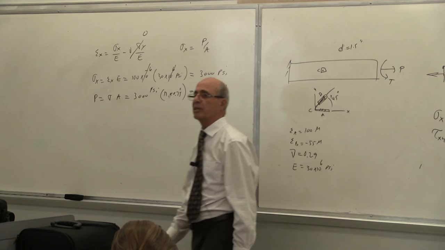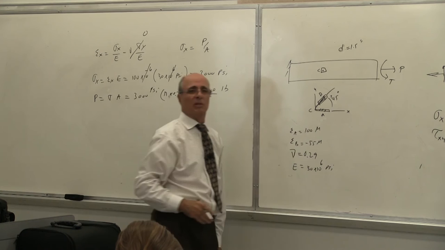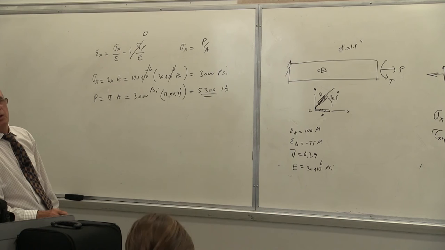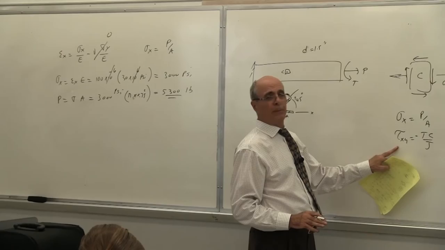Yes? You could have done, I could put the load here. You could calculate epsilon in reverse. Yes or no? No, the next question is, what is the value of torque? Again, what's the torque? Look at this, guys. Torque is related to tau is equal to Tc over J. Yes or no? But what is tau? What do I need there?